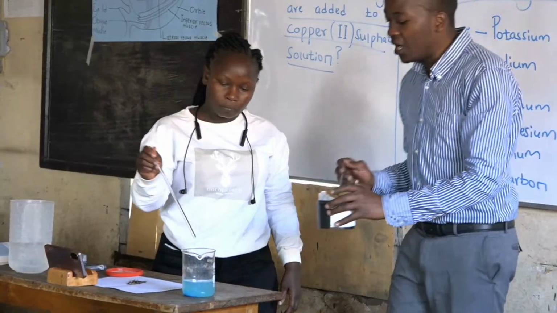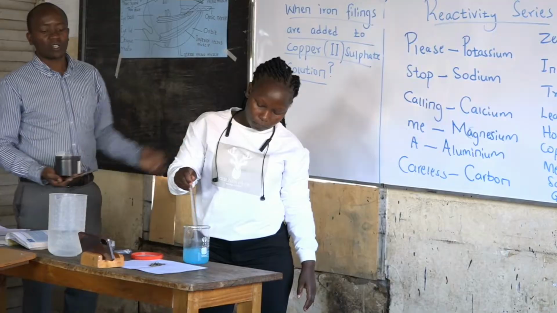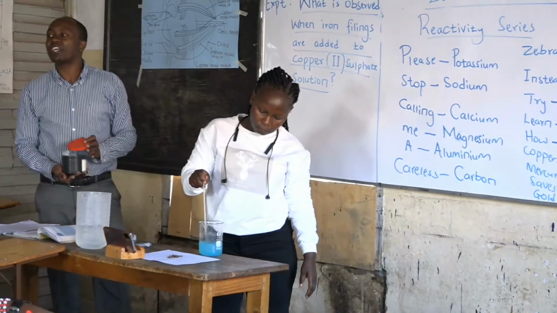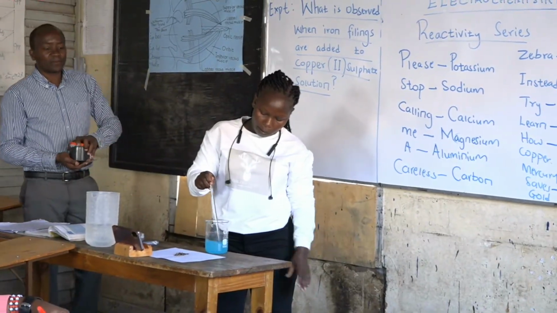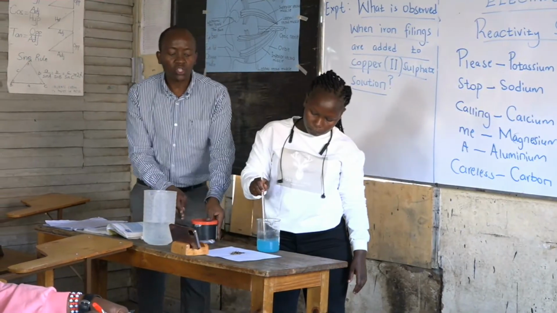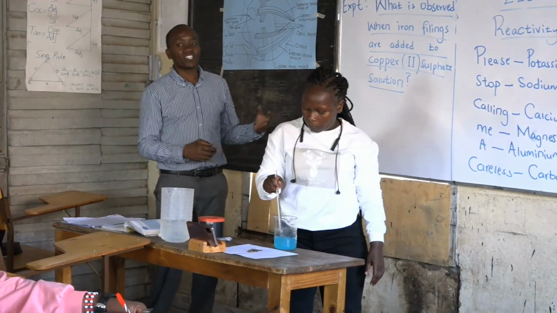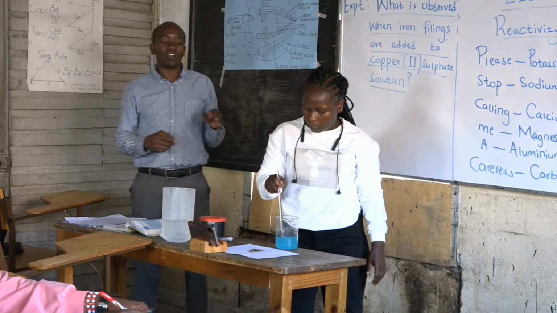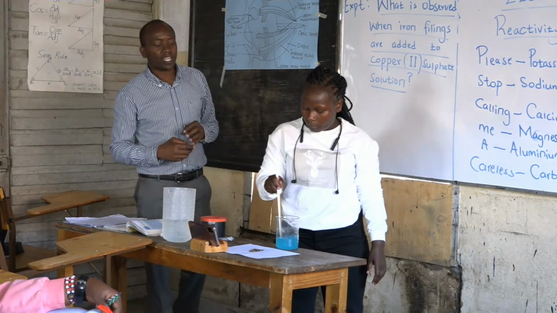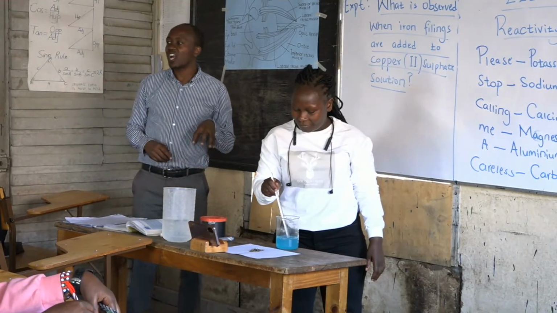Then she's going to start. Remember, we are making copper 2 sulfate solution. We're just doing it randomly. So we are making copper 2 sulfate solution. She's stirring so that the copper 2 sulfate crystals can dissolve. Okay? Yeah, so we are making copper 2 sulfate solution, then we are going to add iron filings.